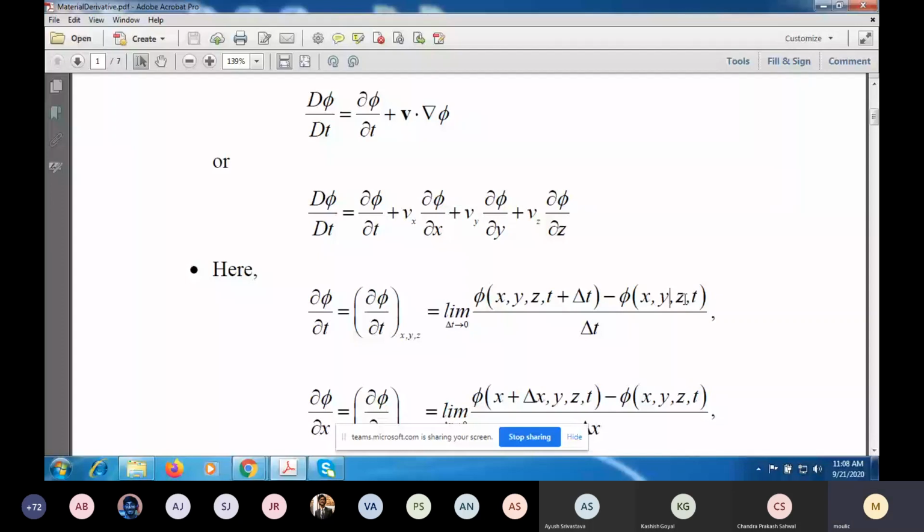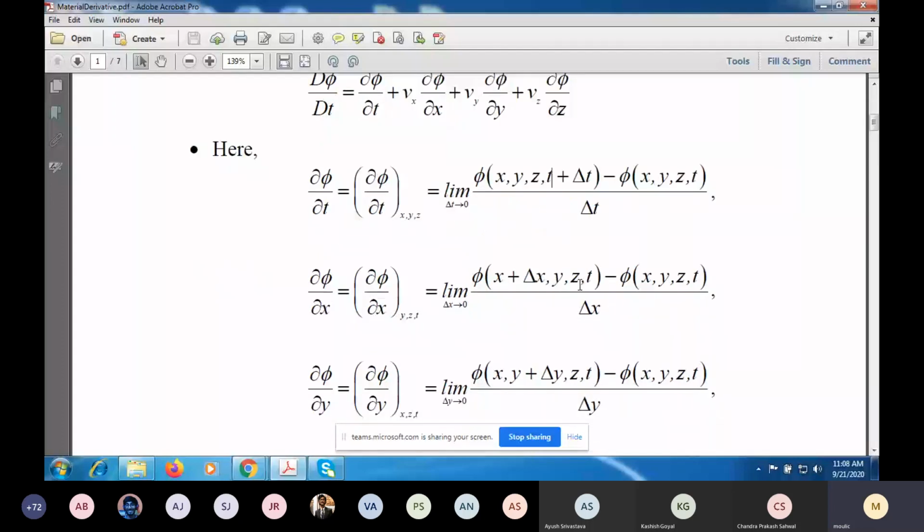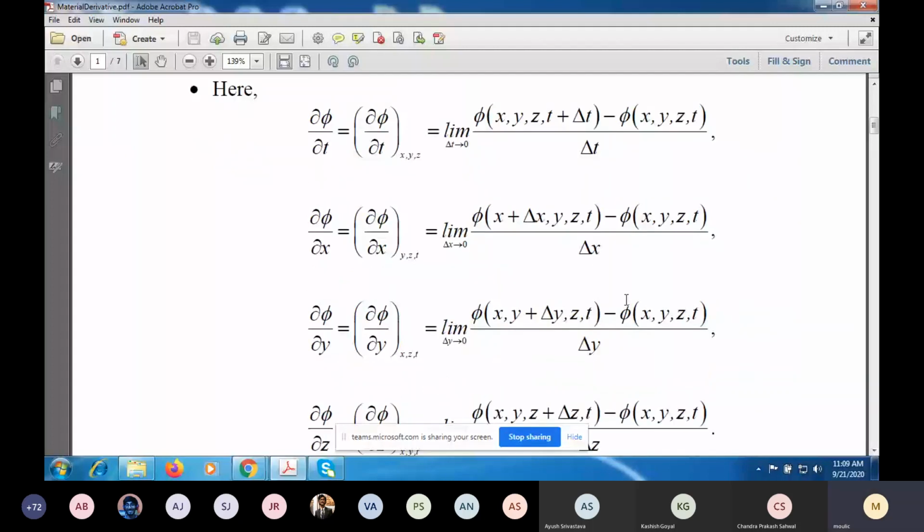Now similarly, if I look at the gradient del phi del x, the variables that are kept fixed is y, z, and t, the other three. So here x is incremented, y, z and t are kept the same. And similarly, if you look at the partial derivative with respect to y, then y is incremented and x, z and t are kept fixed.